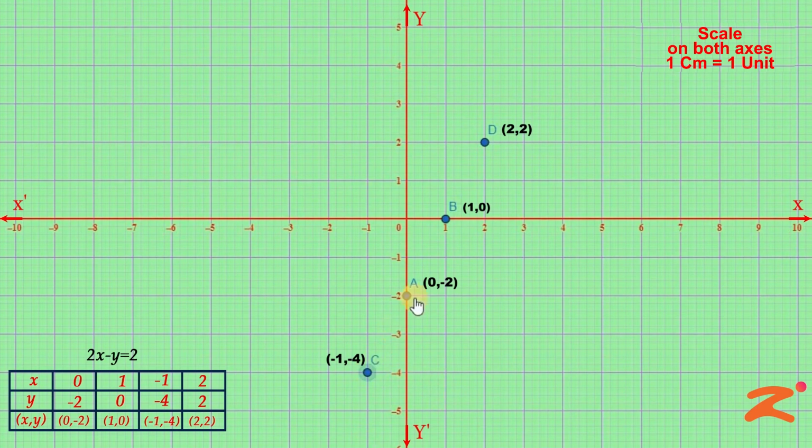Now we are going to draw a line passing through these 4 points. That is the line of this equation, 2x minus y equals 2. Just draw the arrow and write down the name of the line, 2x minus y, on it. You have got the graph.